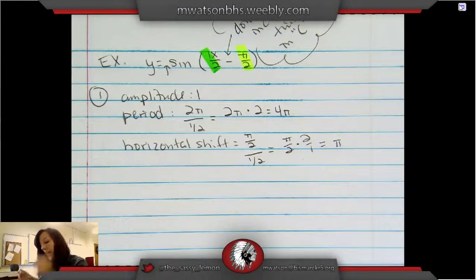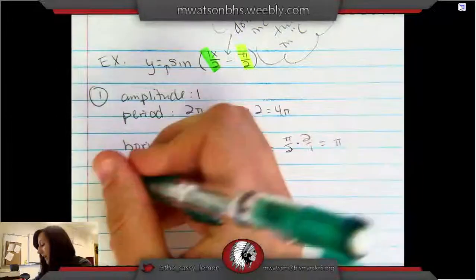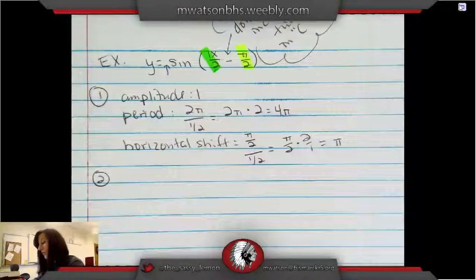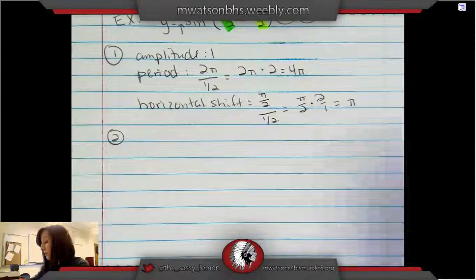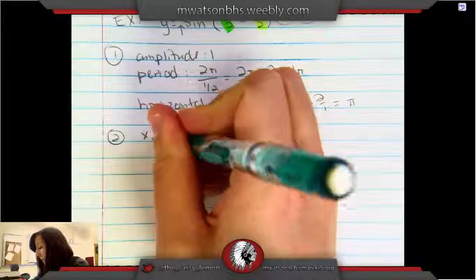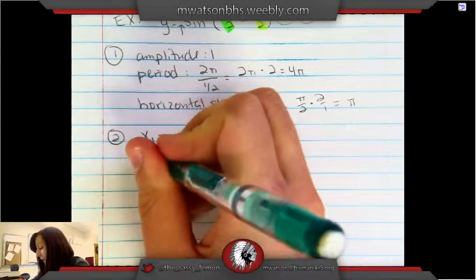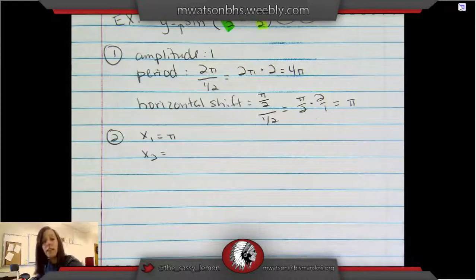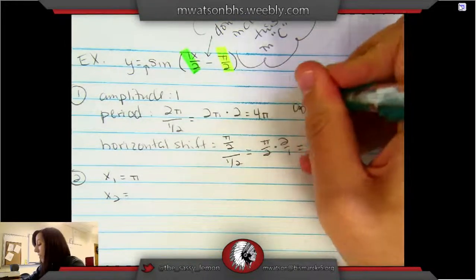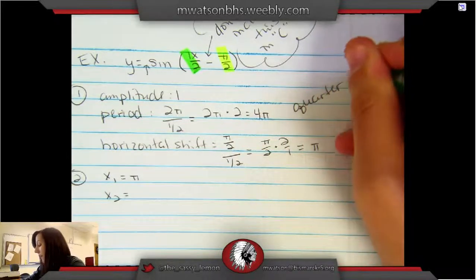So now that we know all that, let's go ahead and identify our x values. Our starting x value is not going to be 0. It's going to be our horizontal shift, which is pi. So then x sub 2 is going to be x sub 1 plus a quarter period. So up here I need to go back and find out what my quarter period is. I need to calculate that.